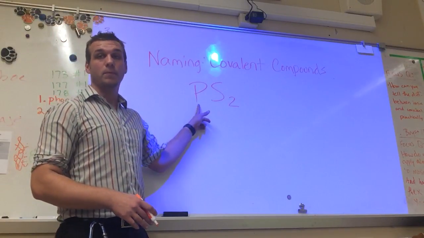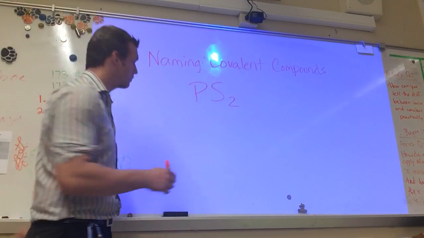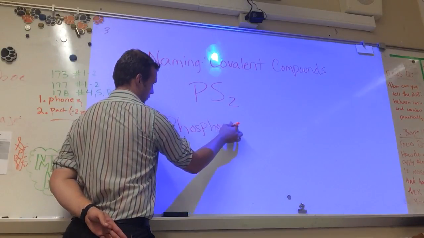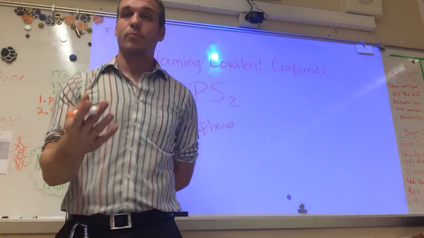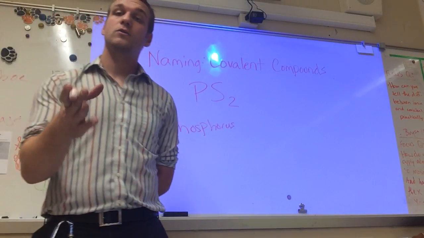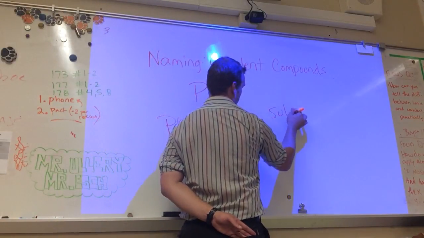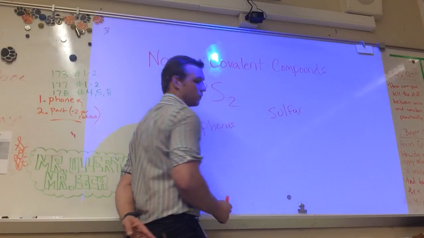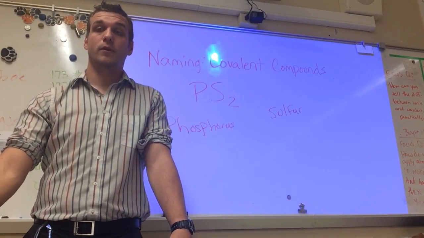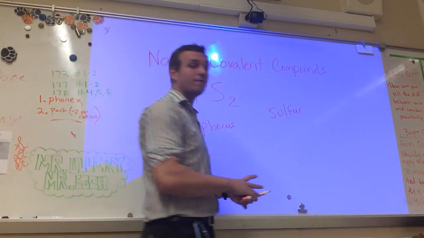So, P, first name stays the same. That's the rule. So P is phosphorus. It says we need a prefix if there's more than one, but there's only one in this case. S is for sulfur. But wait, rule number 2 says it ends in IDE. So sulfur changes to sulfide.